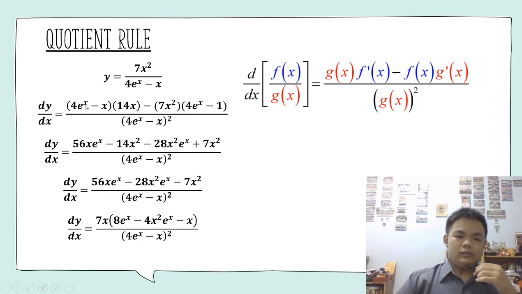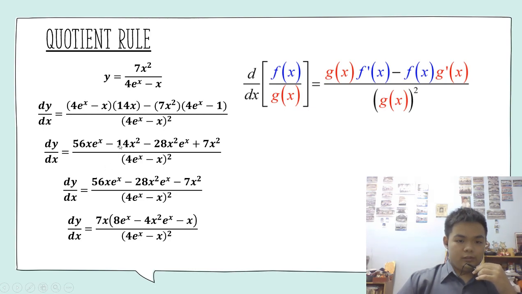So g(x) is 4e to the power of x minus x. The f'(x) is 14x, minus f(x), 7x squared. g'(x) is 4e to the power of x minus 1, over g(x) squared, which is (4e to the power of x minus x) squared. So we combine this, and it is 56x e to the power of x minus 40x squared minus 28x squared e to the power of x, times 7x squared, over (4e to the power of x minus x) squared.